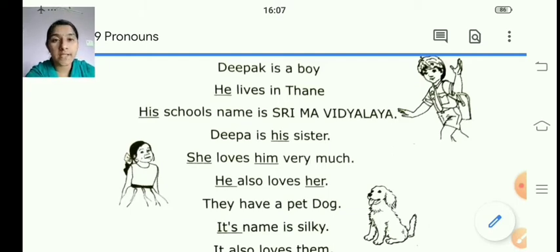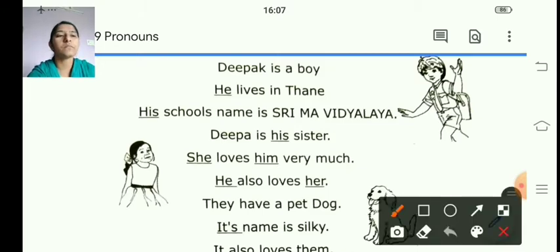Since Deepa is a girl, we are using she. She loves him very much. So she is for Deepa, and for Deepak we are using him here. Instead of the names, we are using some other words. Those are called pronouns, right? The next line: he also loves her.